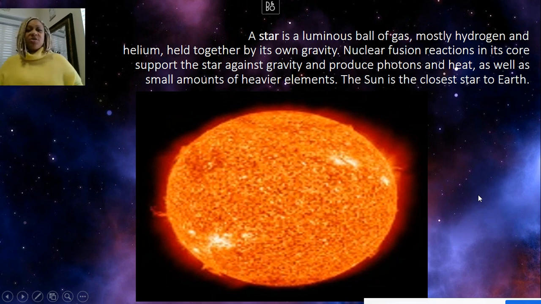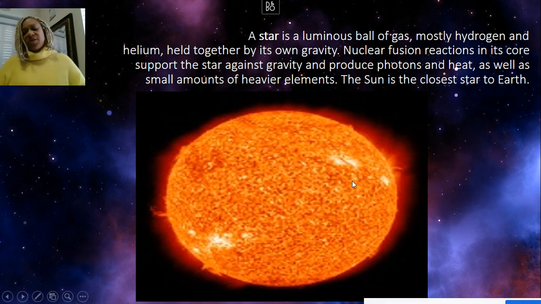So let's talk about stars. A star is a luminous ball of gas, mostly hydrogen and helium, held together by its own gravity. Why is it held together by its own gravity? Well, you have what are called nuclear fusion reactions in its core, and this supports the star against gravity and produces photons and heat, as well as small amounts of heavier elements. The sun is our closest star. It is the closest star to Earth. And this is the sun.